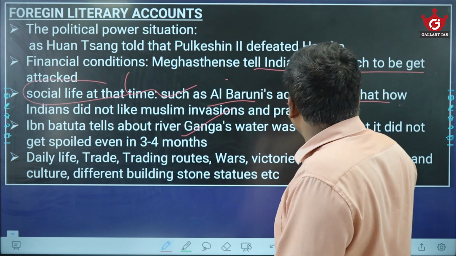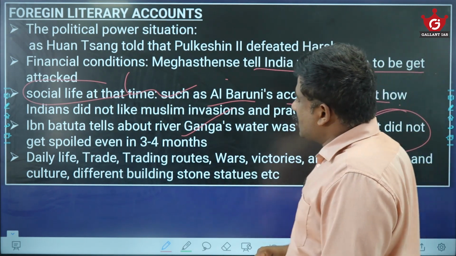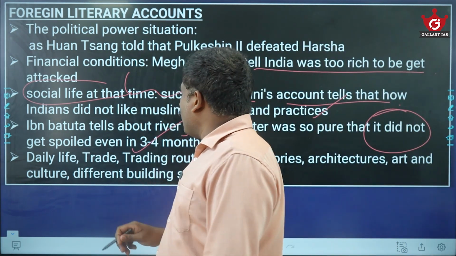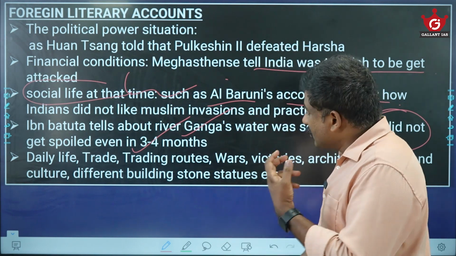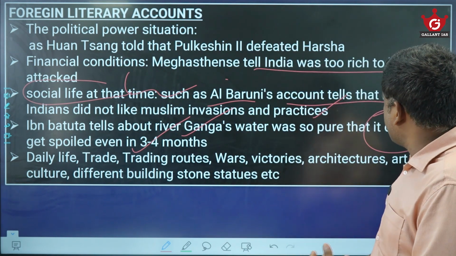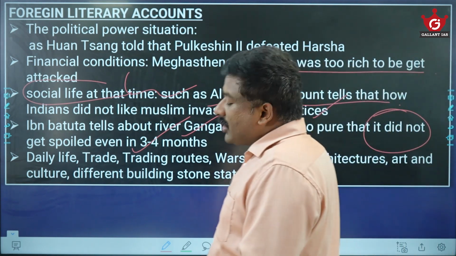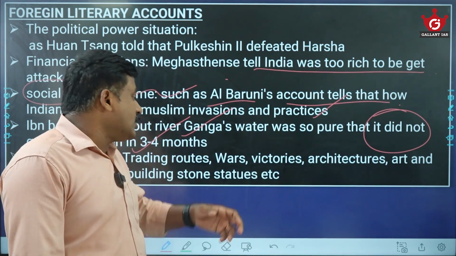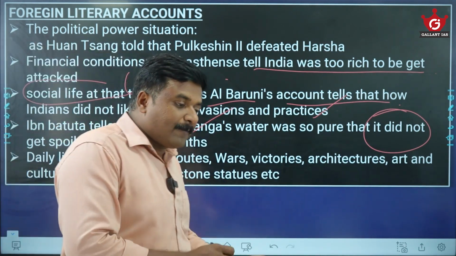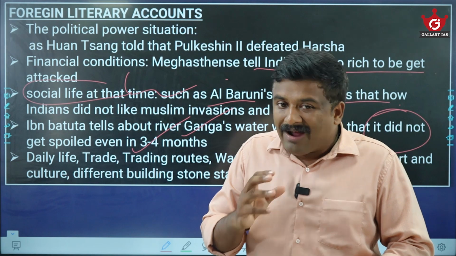Ibn Battuta talks about the river Ganga. It is a holy river, and it is so pure that it didn't get spoiled even in three to four months. Then they talk about daily life, trade routes, wars, victories, architecture, art, culture, building these different structures. So these things are discussed in these foreigners' accounts. Okay, so have an idea.